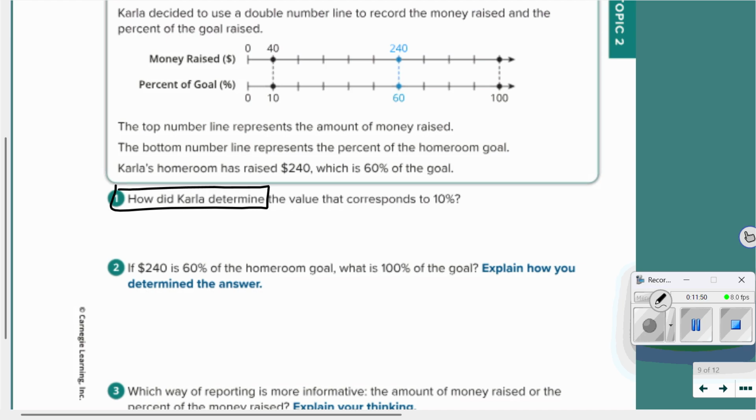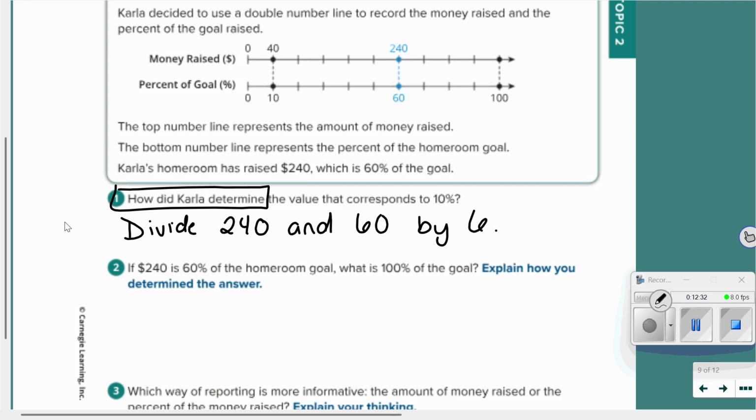So looking at our number line, she started with 240 is 60%. They want to know, how did she determine how much 10% of that money was? What did she do? She divided 60 and 240 by 6. Exactly. She divided both of those numbers by 6 to make an equivalent ratio. Yes? What did she end up with for 10%? 40. And that is our interval we are using for number 2.